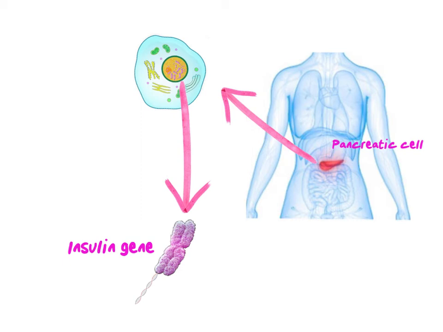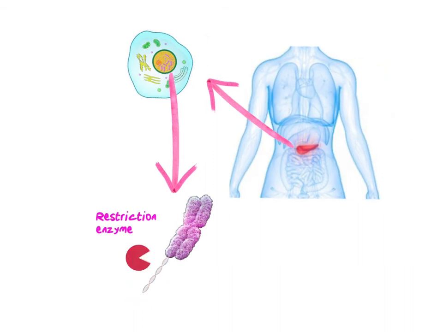The start is to take a cell from a human who produces insulin, so they do not have the faulty gene. Okay, we take the cell out of the individual, we look at the correct chromosome, and we isolate the correct gene. So we've got the insulin gene here. So how do we isolate the gene?